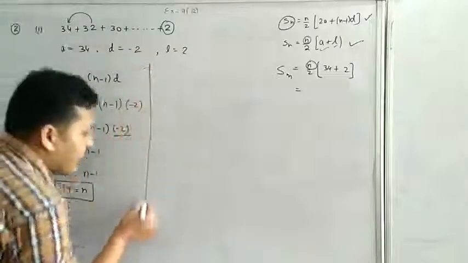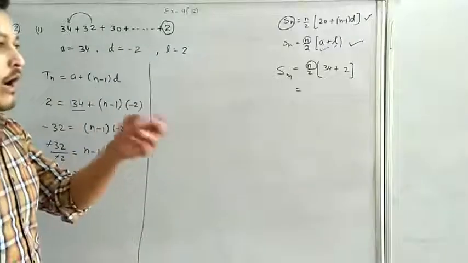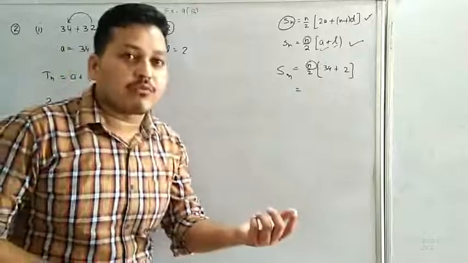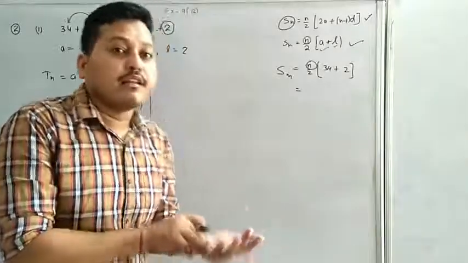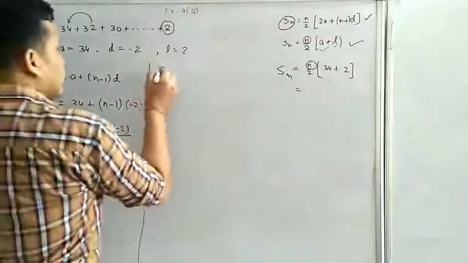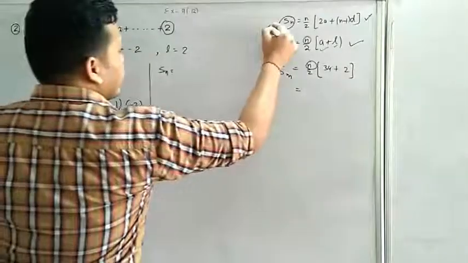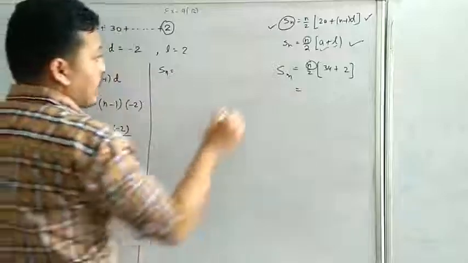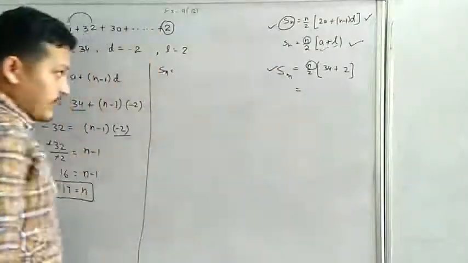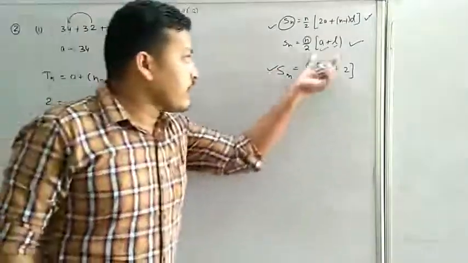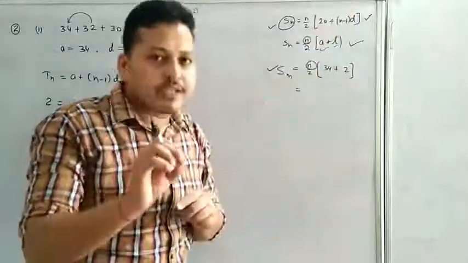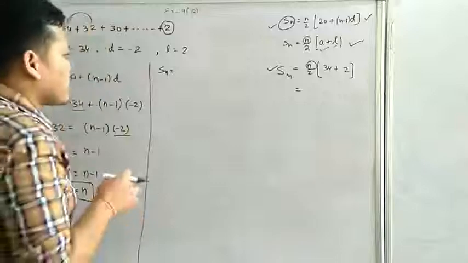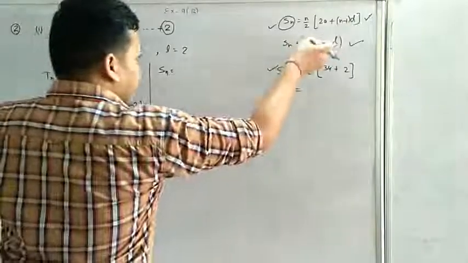The question is to find the sum of the AP. How many terms do we have to calculate? Up to the 17th term we have to calculate the sum. So Sn is equal to, it is your choice, you can apply this formula or this one. But as I told you, this one makes our calculation easy. The other one is also easy, but one or two more steps will be added in the question. So we can apply this formula.